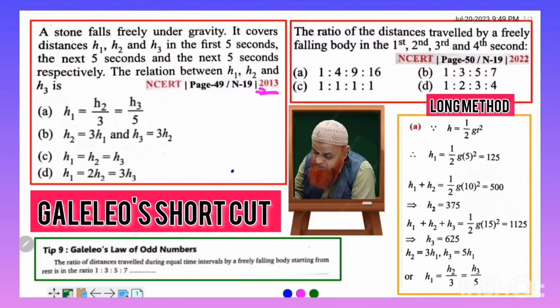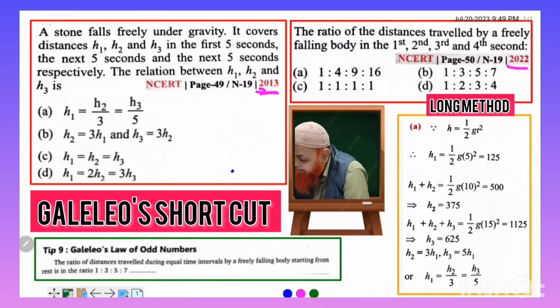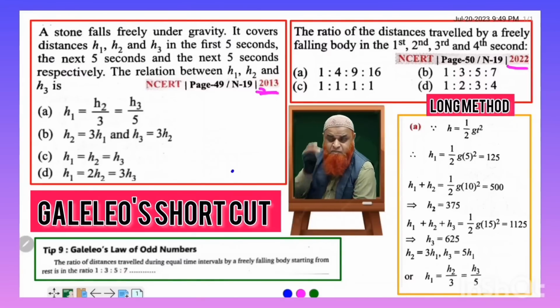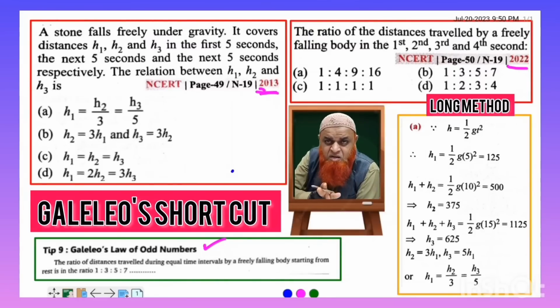If you see the first question here, which was asked in 2013, and next it was asked in 2022, similar types of questions. So this is a double shortcut method. In the last box, in green color at the bottom, Galileo said that when a body is dropped from a certain height, at equal intervals of time, the ratio of distances traveled by the body is 1:3:5:7. If you are smart, you need not do the problem. Just directly apply the shortcut Galileo has given and do these two problems.